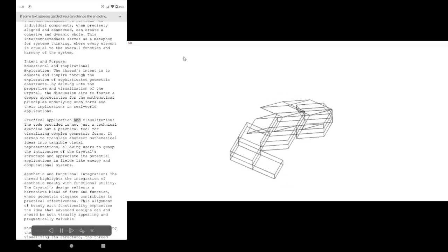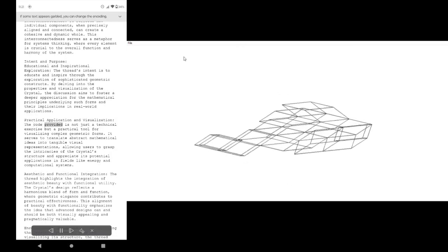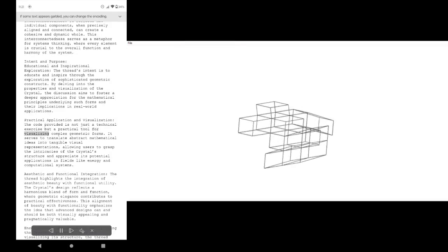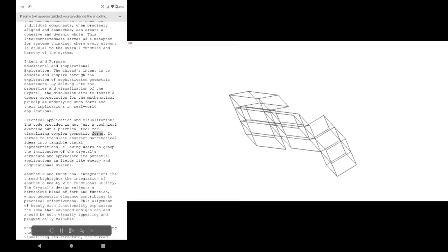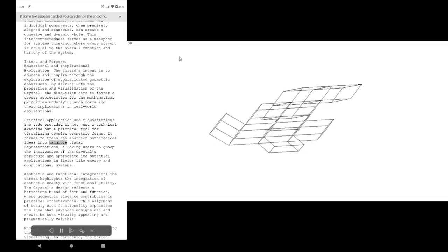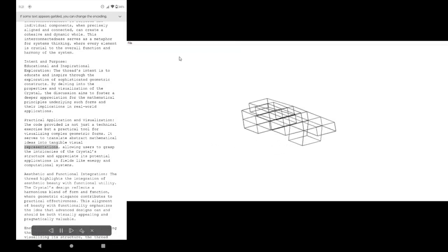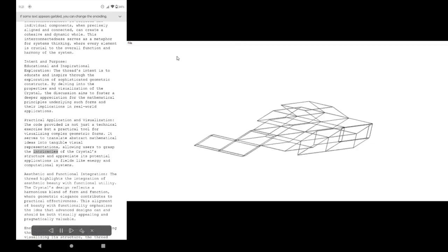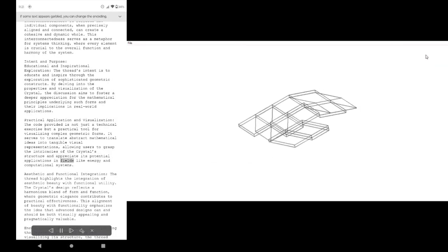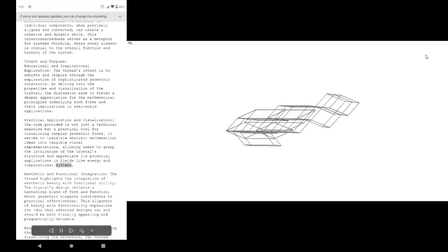Practical application and visualization. The code provided is not just a technical exercise, but a practical tool for visualizing complex geometric forms. It serves to translate abstract mathematical ideas into tangible visual representations, allowing users to grasp the intricacies of the crystal's structure and appreciate its potential applications in fields like energy and computational systems.